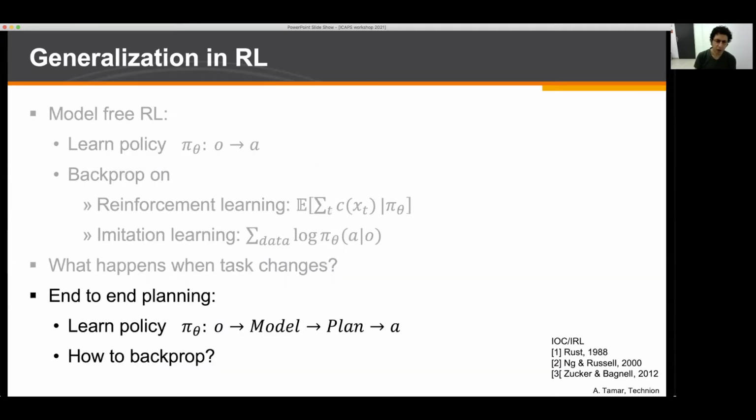When we tried to figure it out, our inspiration was inverse optimal control, or inverse RL, where we thought that what should happen in this neural network is it needs to map the observation to a kind of model, plan in that model, and then output an action. Then when the observation changes, it would map it to a different model, and the planning would adapt itself, and then it would generalize. The question is how to design such neural networks and how to train them using backprop.